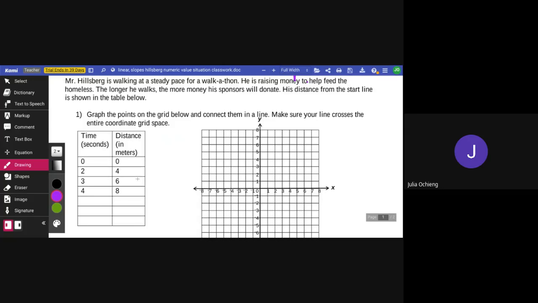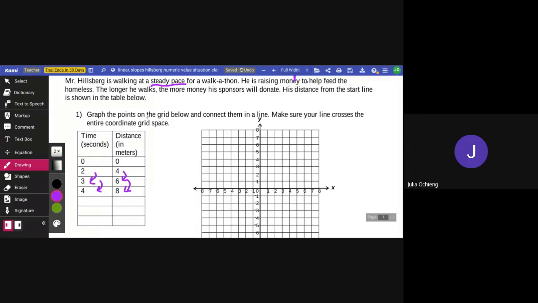If I were to fill this out and follow the pattern, I would notice that at 2 seconds, he's gone 4 meters. At 3 seconds, he's gone 6. So that means in 1 second from here to here, he's gone 2 meters. In 1 second from here to here, he's gone 2 meters. So it looks like he's walking at a steady pace, which is what the problem says. Steady pace means steady rate of change, which means that the slope of the line will also be the same, because if you have a steady pace, that means that the slope will not change.